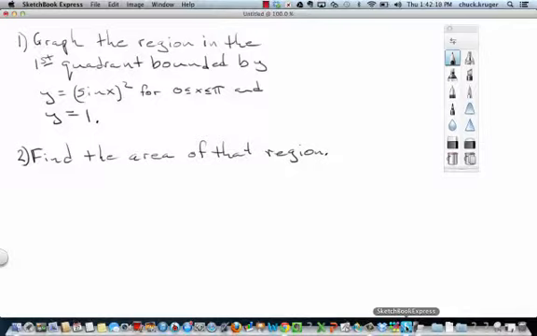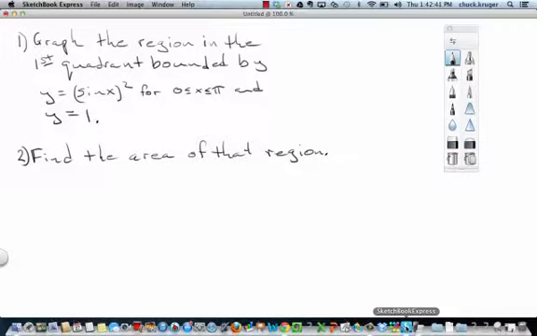We're taking a look at regions that are bounded by functions, computing their areas, revolving those areas, and looking at cross sections. I'm going to have a series of videos about this, and the first one says: graph the region in the first quadrant bounded by the equation y equals the quantity sine x squared, for 0 less than or equal to x less than or equal to pi, and y equals 1.